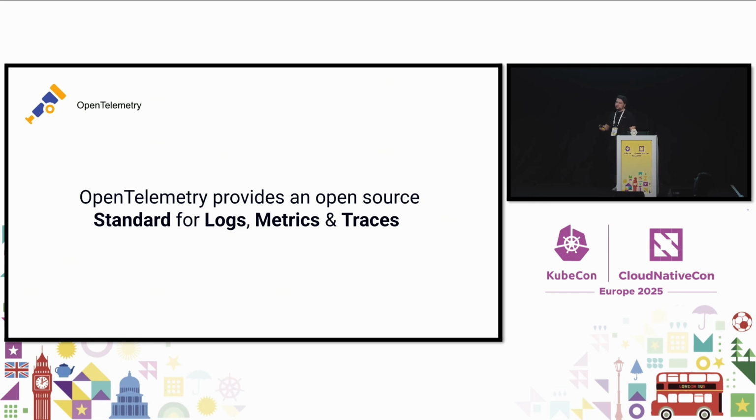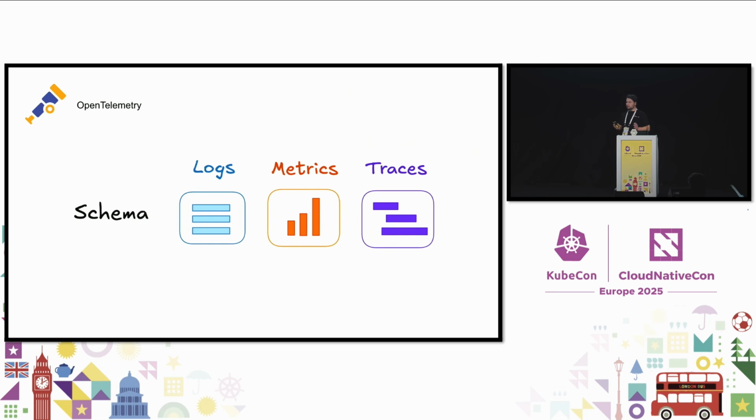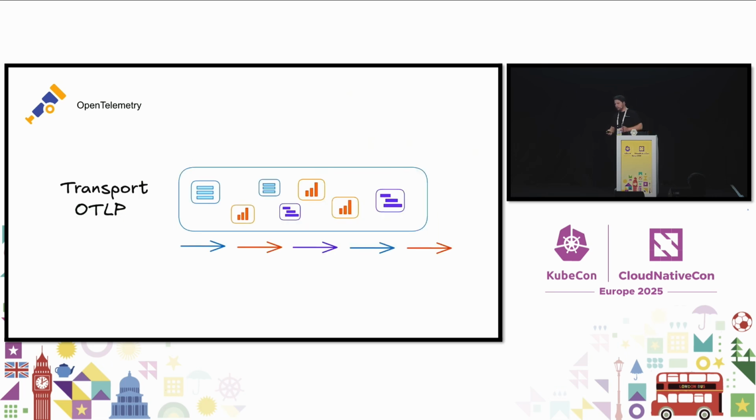So OpenTelemetry provides an open source standard for logs, metrics, and traces. So we're just going to talk about this standard. It has a schema for logs, metrics, and traces, and it also provides a transport layer. We are just calling it OTLP.